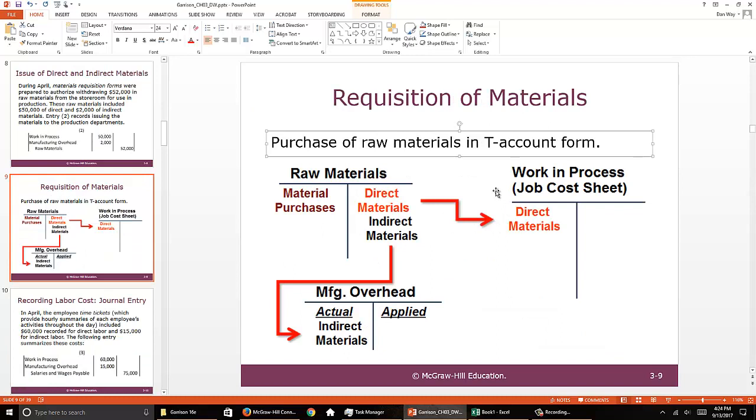So if we look at our T accounts, we can see how these costs flow in our system already. Raw materials here, again, we're debiting that for any purchases we're making to increase that account. We're crediting it for the use of any materials within the production process. Our direct materials need to flow from raw materials to work in process. We saw that in the journal entry a minute ago. And then our indirect materials, the costs associated with those, is flowing from raw materials to manufacturing overhead.